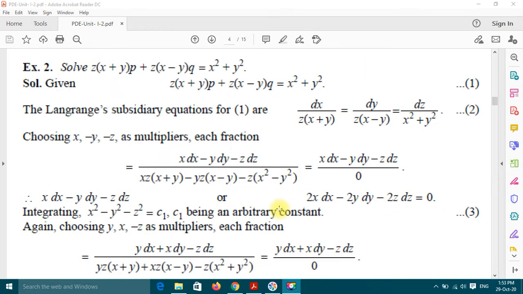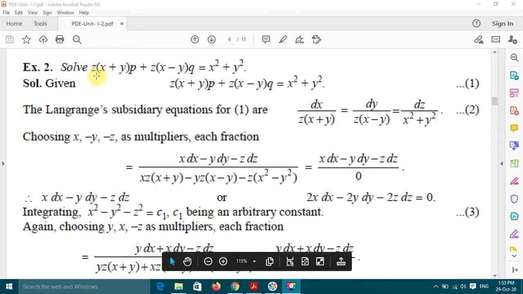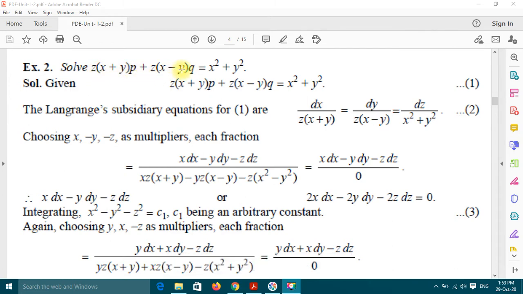Now we discuss another problem. Our problem is (zx plus y)p plus (zx minus y)q is equal to x square plus y square. Now we suppose this differential equation to be 1. Now the Lagrange subsidiary equation is dx upon z into (x plus y), is equal to dy upon z into (x minus y), is equal to dz upon x square plus y square. This is our Lagrange subsidiary equation. We assume this to be equation number 2.